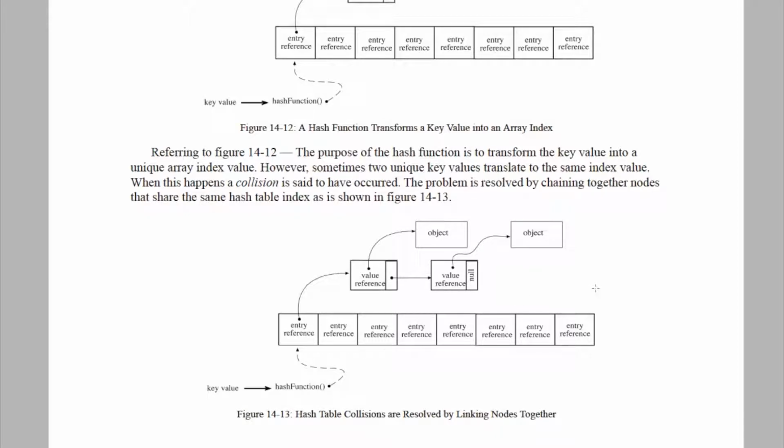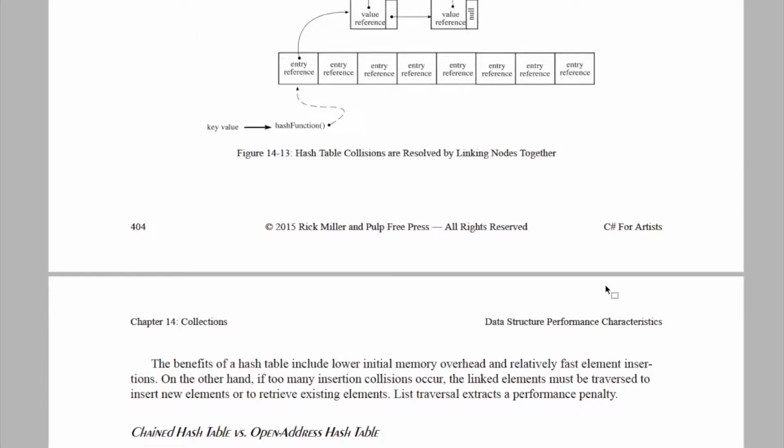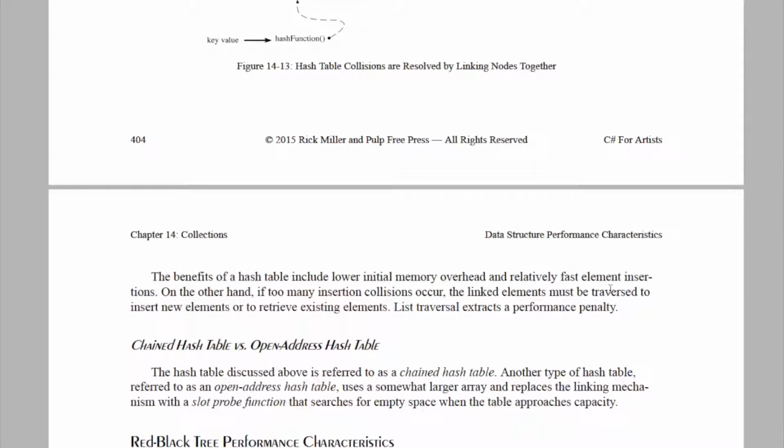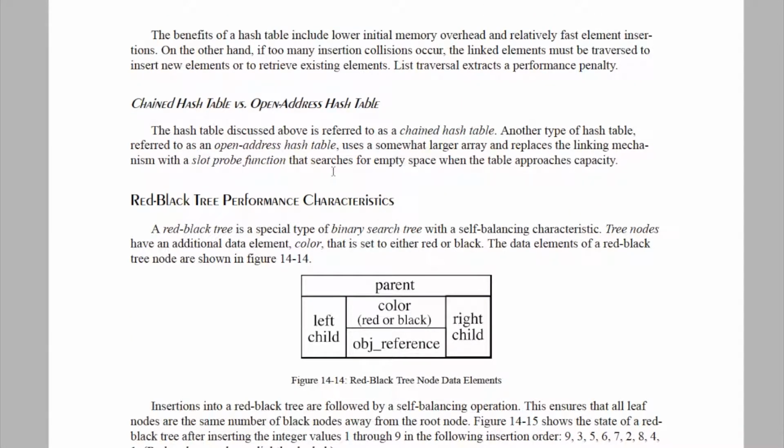So a hash table, it depends on what type of hash table as well, can actually have performance that's better than a linked list entirely, or an array, right? So it combines the better characteristics of each. They all have limitations. Okay. I'm going to skip this chained hash table versus open address hash table.